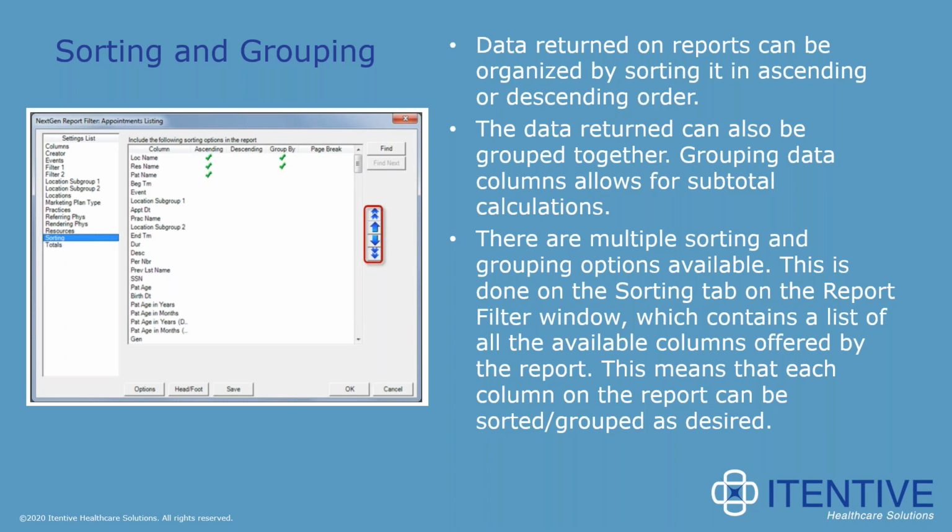This is done on the sorting tab on the report filter window, and it'll contain a list of all the available columns offered by the report. This means that each column on the report can be sorted and grouped as desired. Again, the blue arrow icons are used to order the priority of the sorting and grouping. The order that the columns are arranged from top to bottom indicates in what order the data will be sorted or grouped. So as an example, the appointment listing report can be sorted in ascending order and then grouped by location as well as resource, and then sorted ascending by patient name.